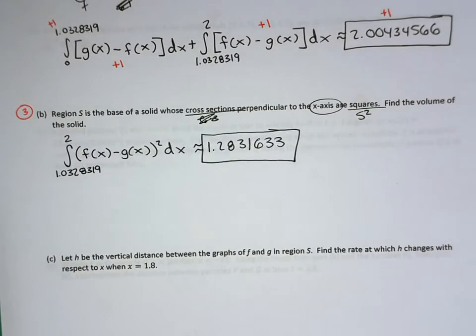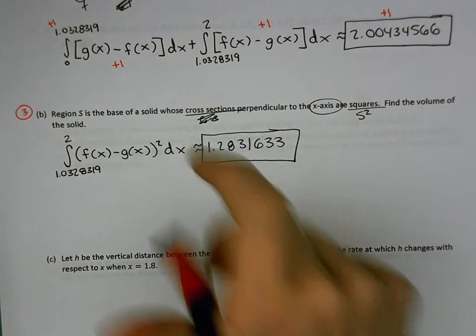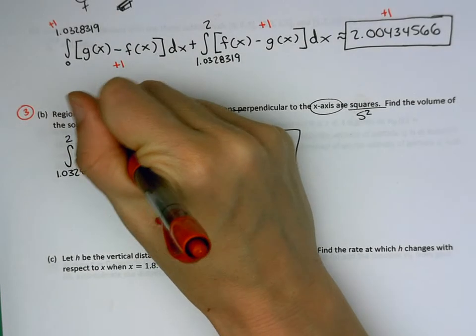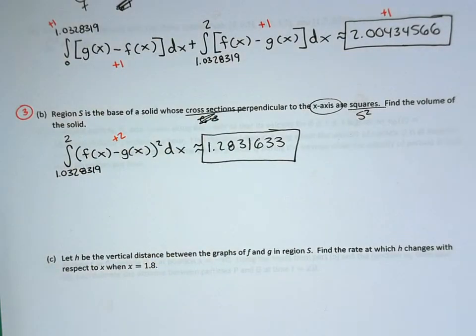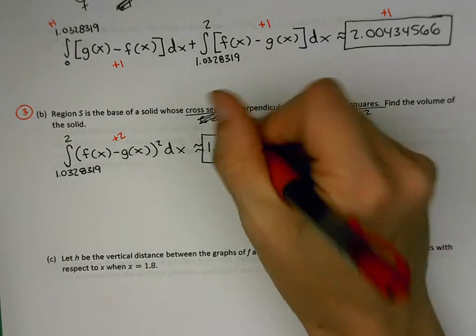First one, or first two, I should say, were for your integrand. So knowing that it's the f of x minus g of x, and knowing that it needs to be squared, because it's a square that you're plugging into. So 2 points come from that integrand. And then 1 point comes from your answer.